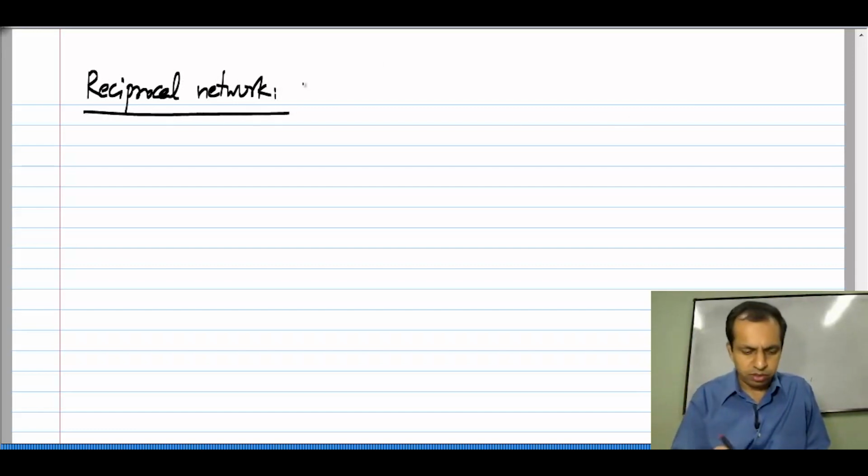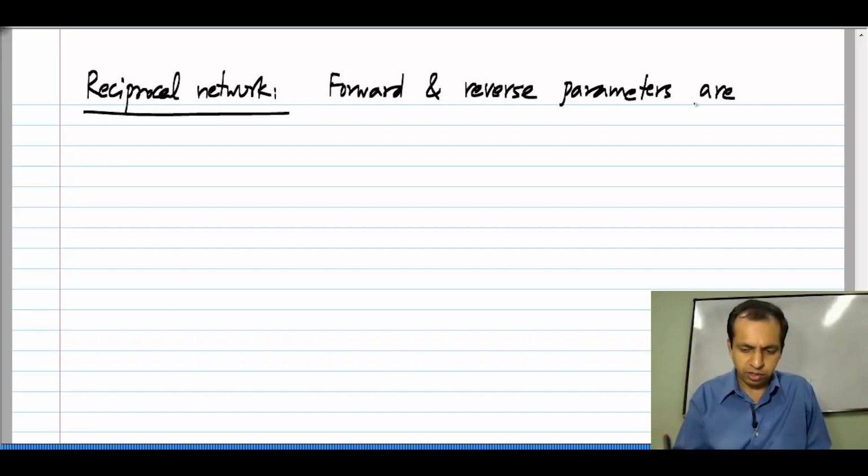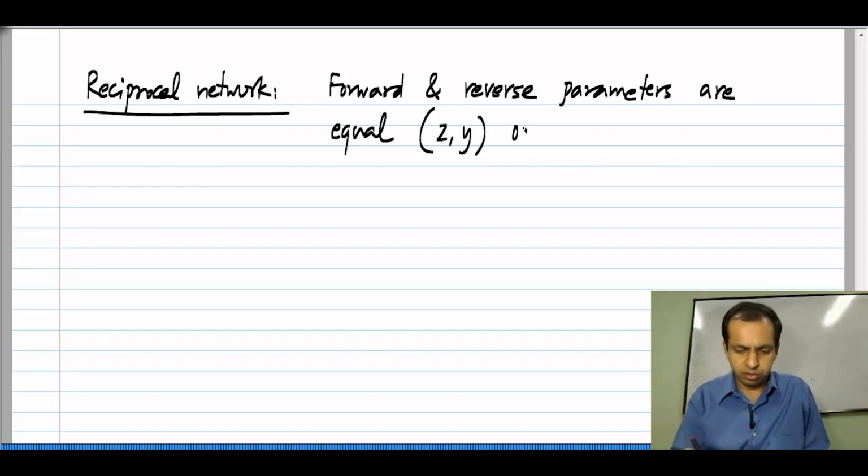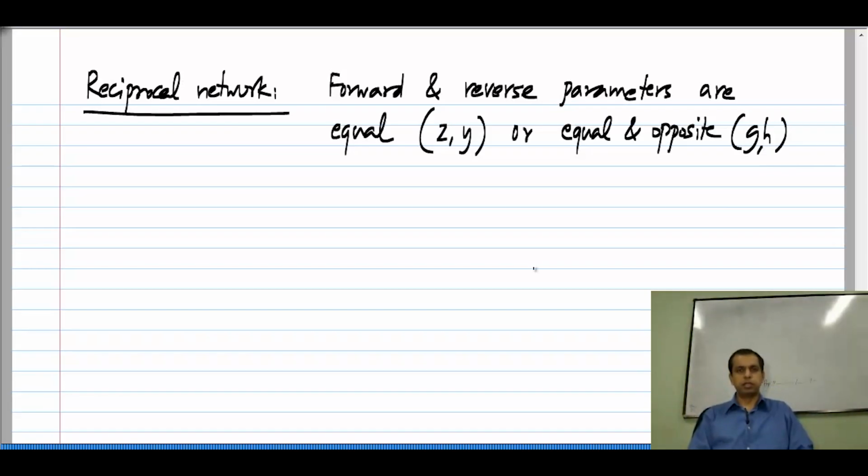A reciprocal two-port network means that the forward and reverse parameters are equal if you choose z and y parameters, or equal and opposite for g and h parameters.